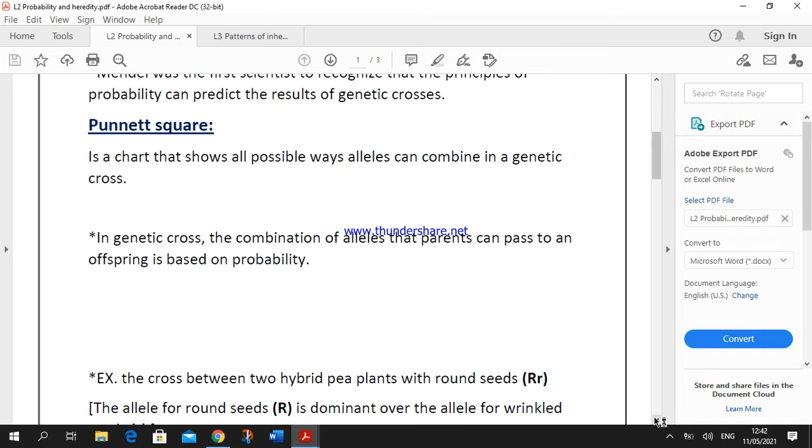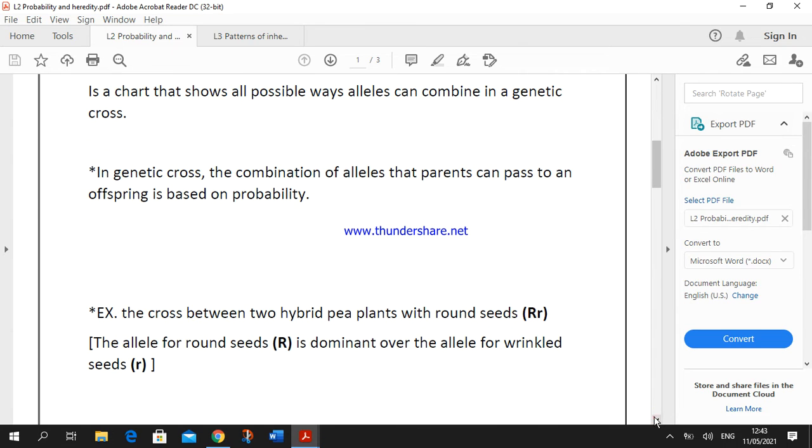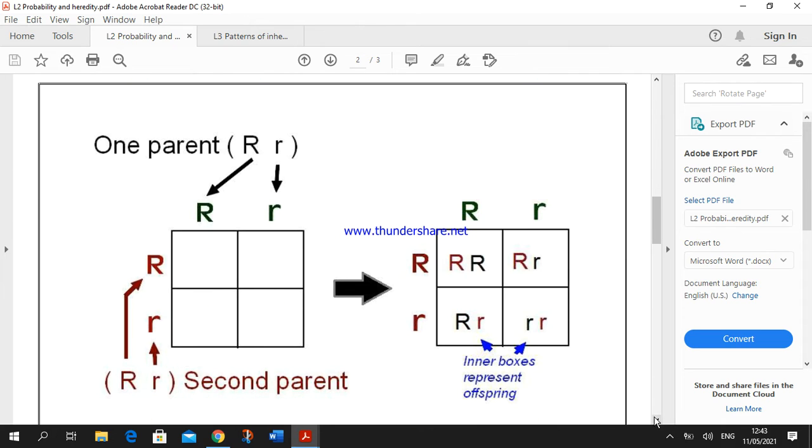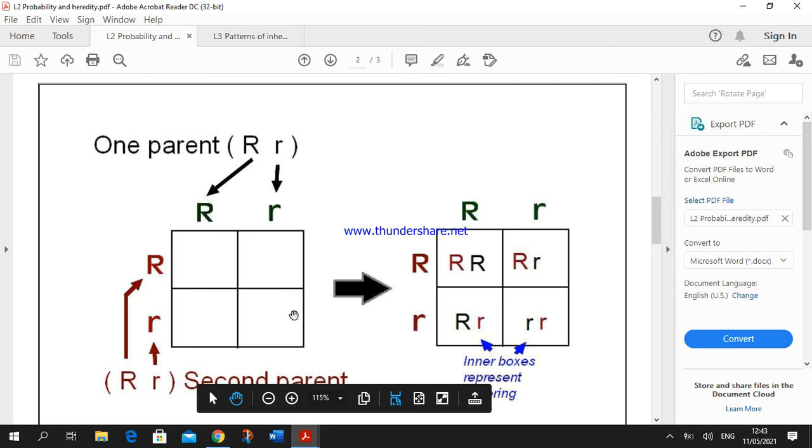In a genetic cross, the combination of alleles that parents can pass to an offspring is based on probability. For example, the cross between two hybrid pea plants with round seeds that carry genotype Rr, where R refers to the round seed, which is a dominant allele, and r refers to the wrinkled seed, which is a recessive allele. Let's start with the steps.